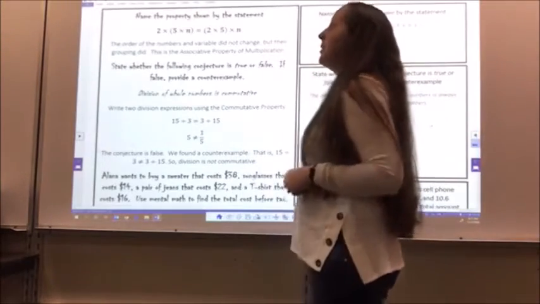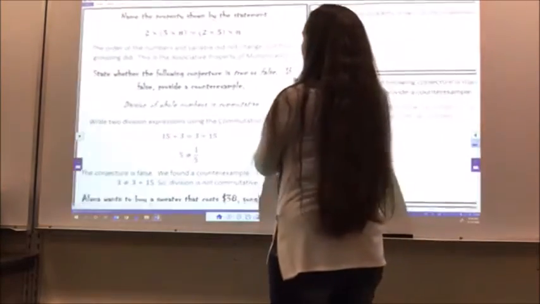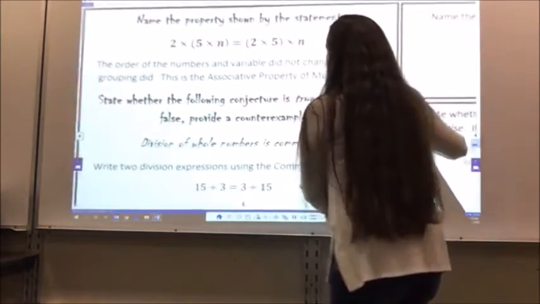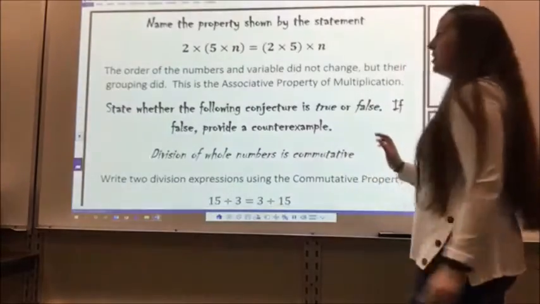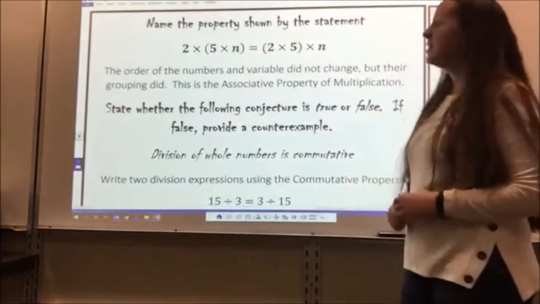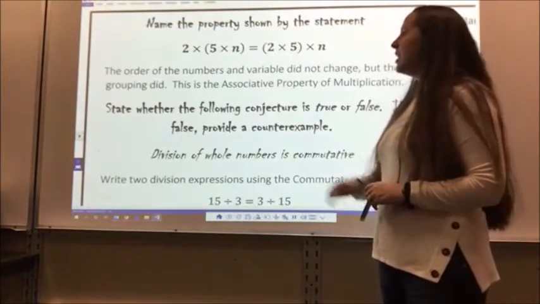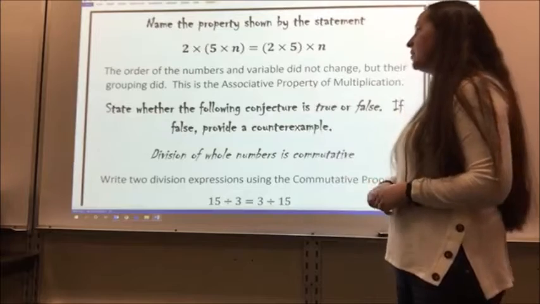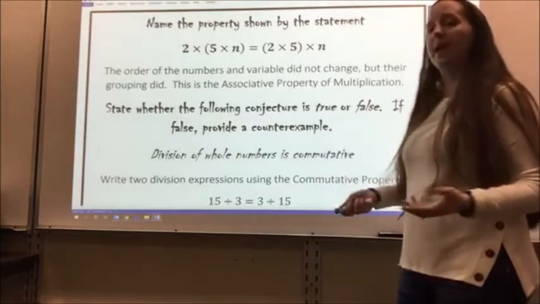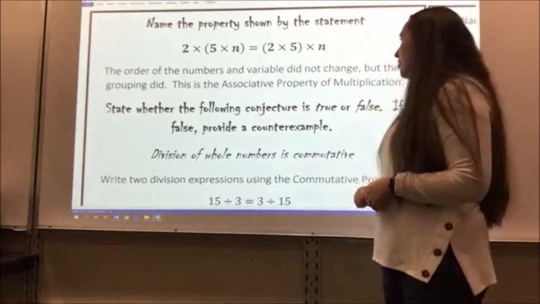All right, so I have a couple of examples. The first is naming an actual property. So I'm naming the property shown in the statement. 2 times the quantity 5 times n equals the quantity 2 times 5 times n. The order of the numbers and variables did not change, but their grouping did. So this is the associative property of multiplication.